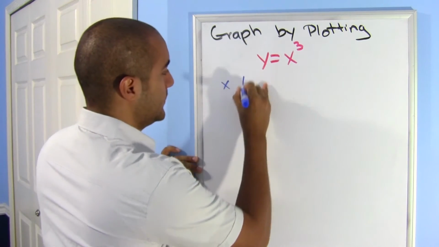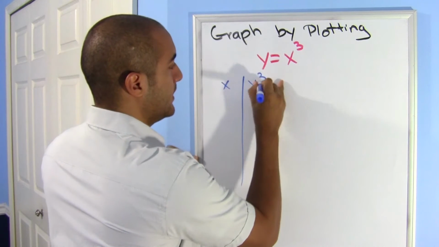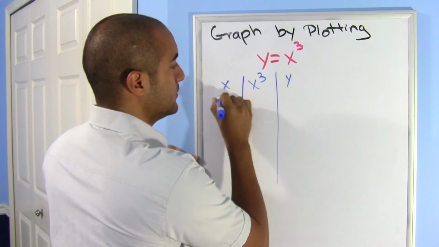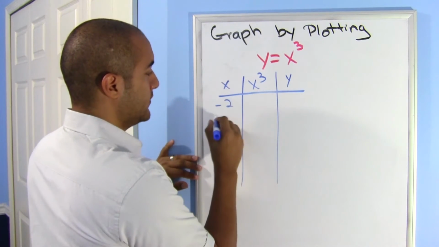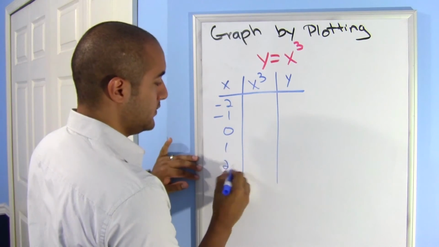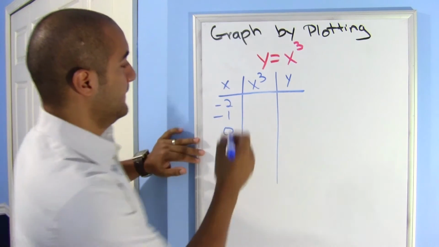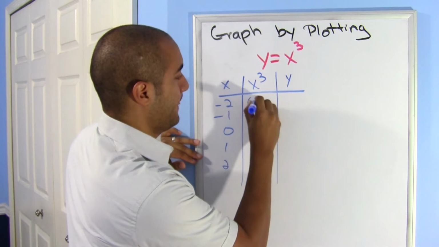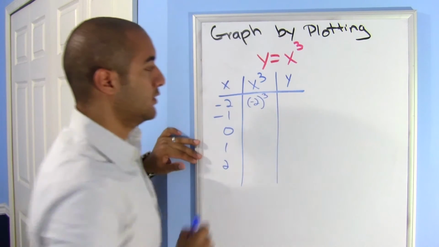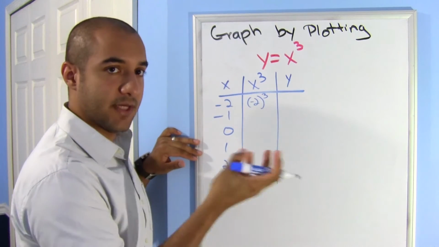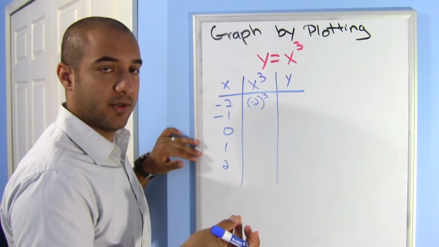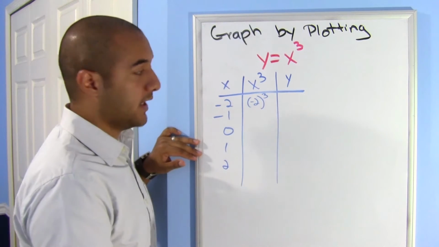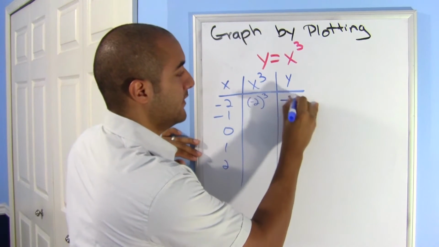This time, just so we get a better feel for it, I'm going to choose negative 2, negative 1, 0, 1, 2. So here I chose 5. Let's see, negative 2 cubed. That's negative 2 times negative 2, positive 4. Positive 4 times another negative 2, that's negative 8.